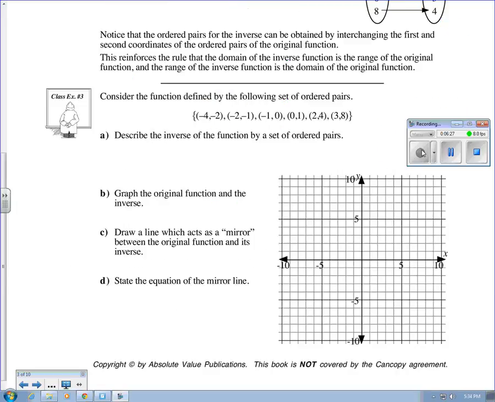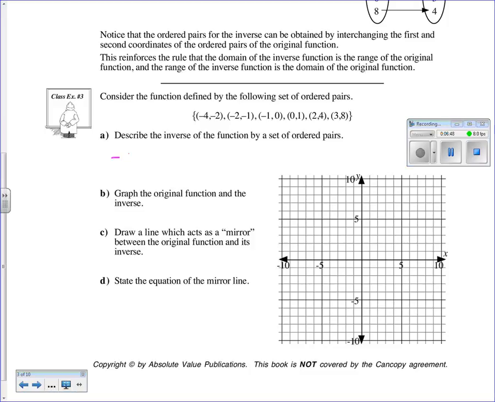So I've turned the page over and we're looking at class example 3, and we actually get our first opportunity to build inverses by simply playing the game of flipping x's and y's. So we could teach junior high students to make inverses. Hey, turn your x's into y's and your y's into x's, or just flip those ordered pairs around. So I'm going to make up that list: (-2, -4), (-1, -2), (0, -1), (1, 0), (4, 2), and (8, 3).